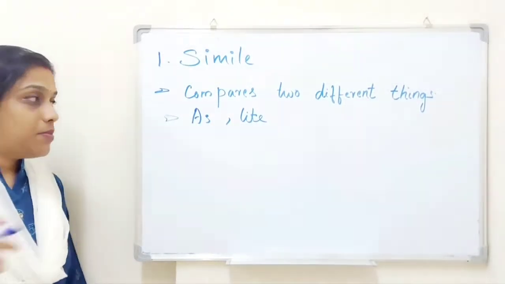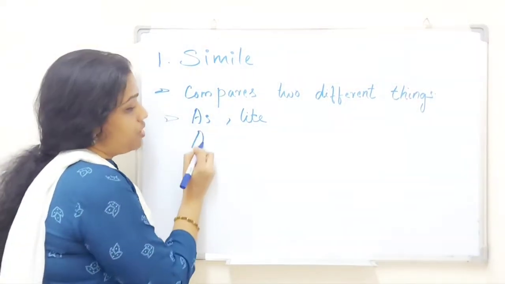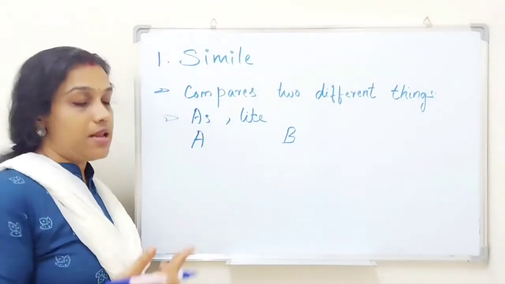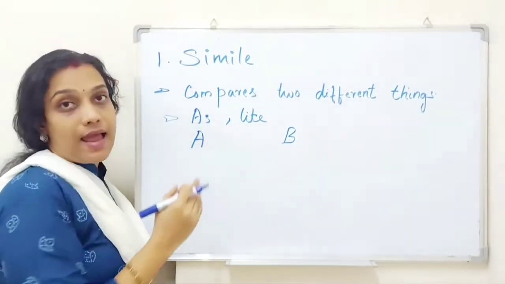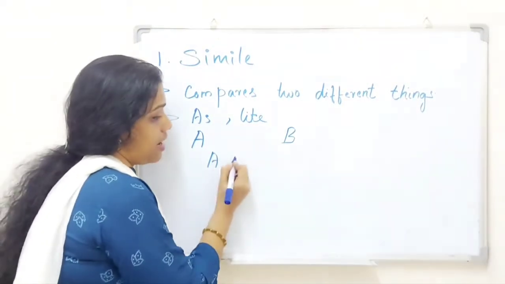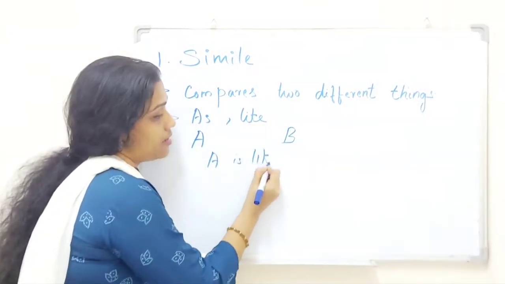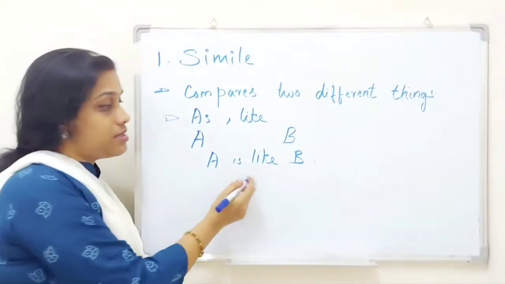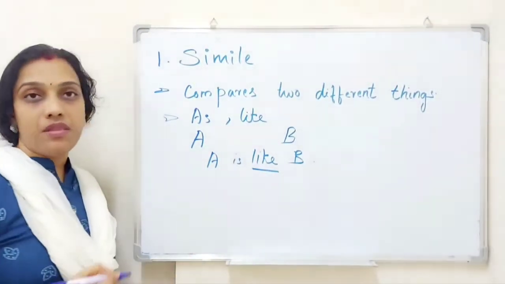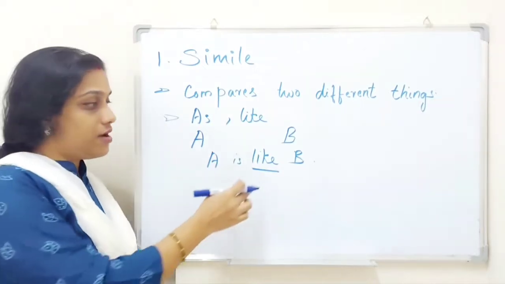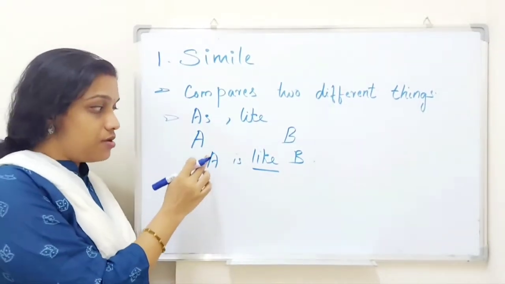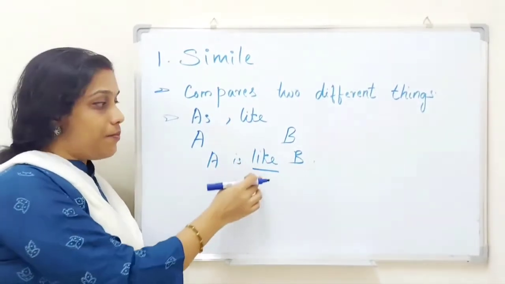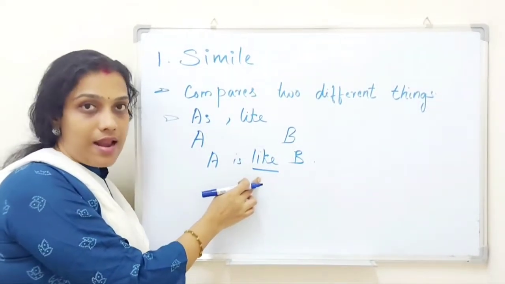So we will see an example. Suppose we have two different things A and B. Now how will we make a simile? A is like B, right? A is like B. So here simile is made by using the word like, a connecting word like. So here two dissimilar things A and B are compared using a connecting word like.